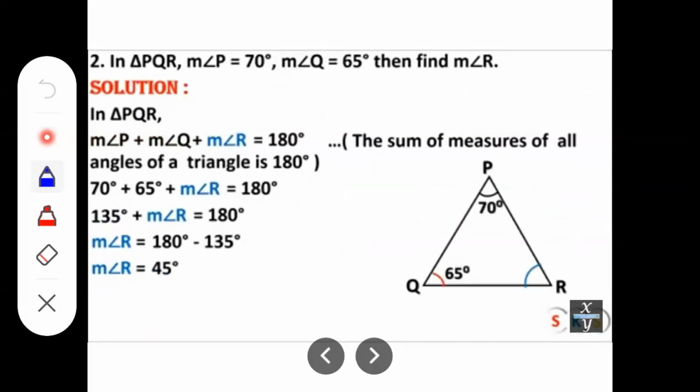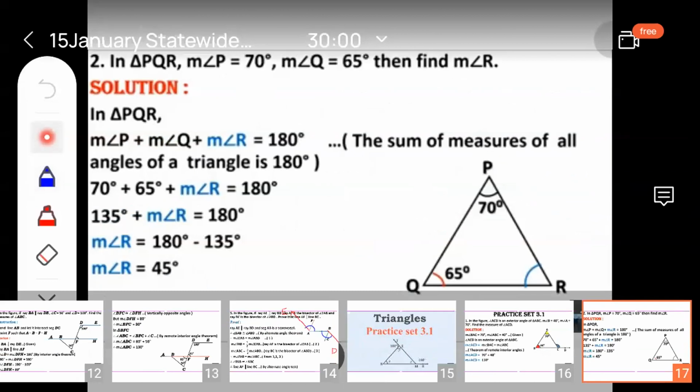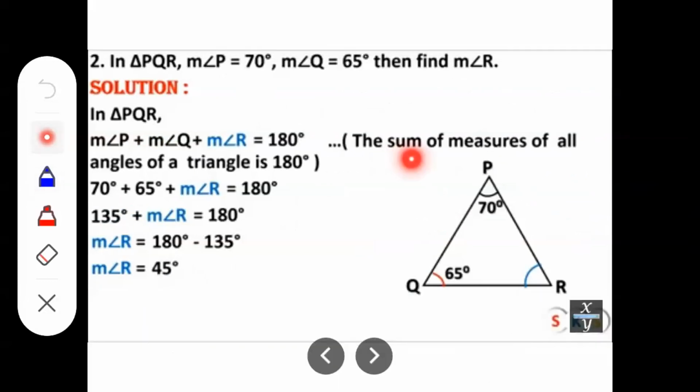Now let's see second one. That is also very easy. You have to use the property that the sum of measure of all angles of a triangle is 180 degree. Yes. Now see here, two of the angles are given. We have to find third one. This one. Okay.